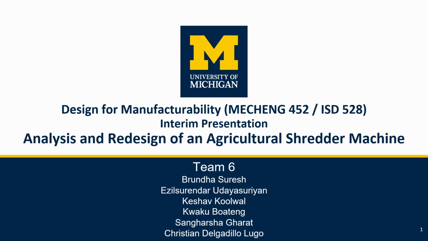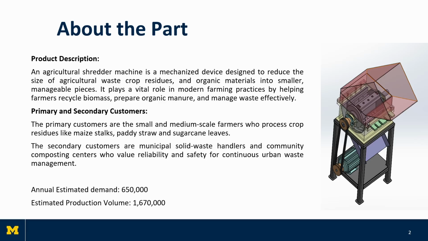This is the interim presentation for DfM from Team 6: analysis and redesign of an agricultural shredder machine. An agricultural shredder machine is a mechanized device designed to reduce the size of agricultural waste, crop residues, and organic materials into smaller, manageable pieces.